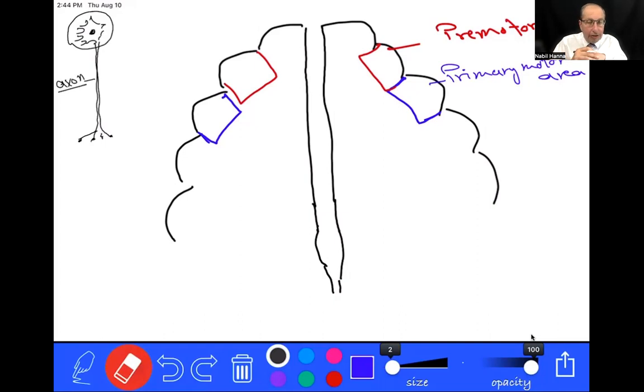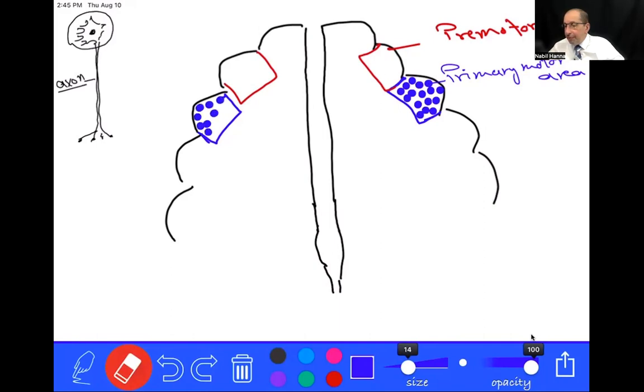So when we say pyramidal tract, it's the nerve fibers coming from the primary motor area traveling in one bundle. We call it pyramidal tract. So here in the primary motor area in blue, we have the cell bodies of the pyramidal system. And in the premotor area, we have the cell bodies of the extrapyramidal system.